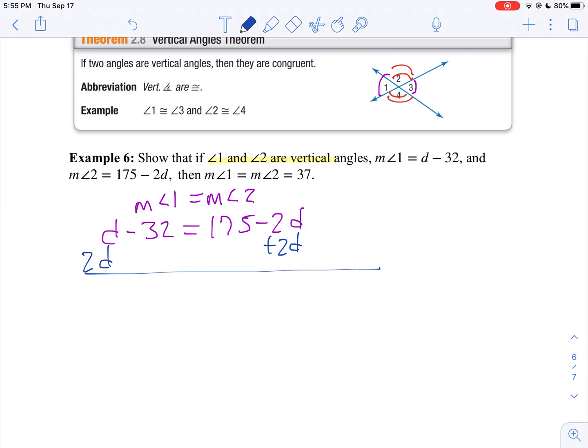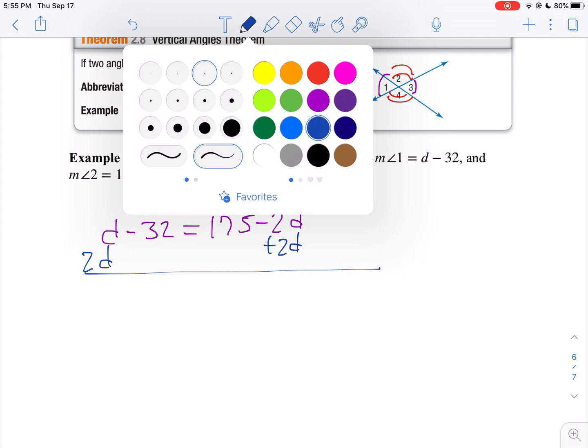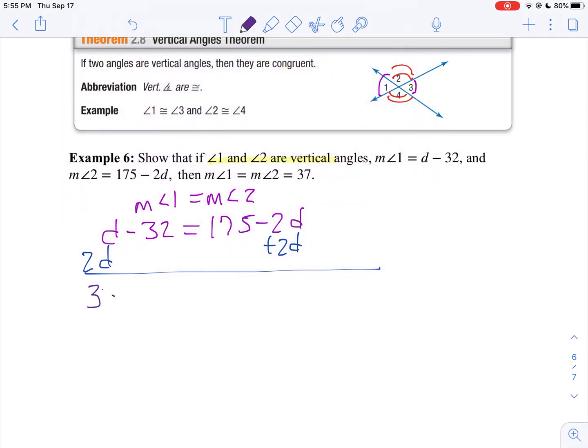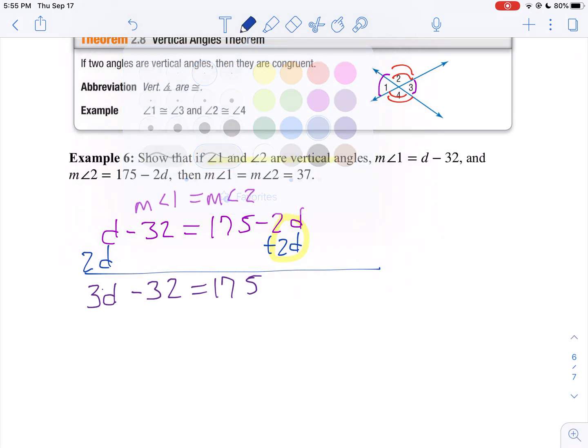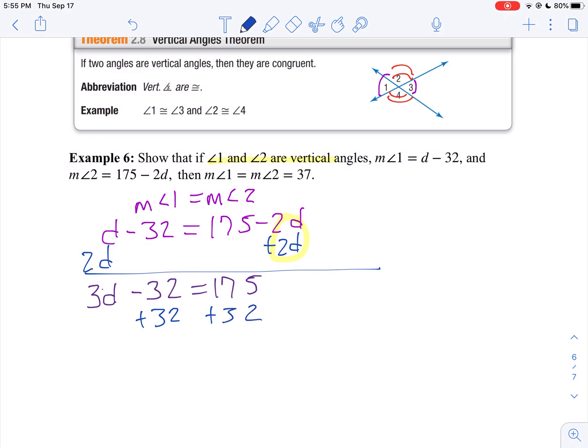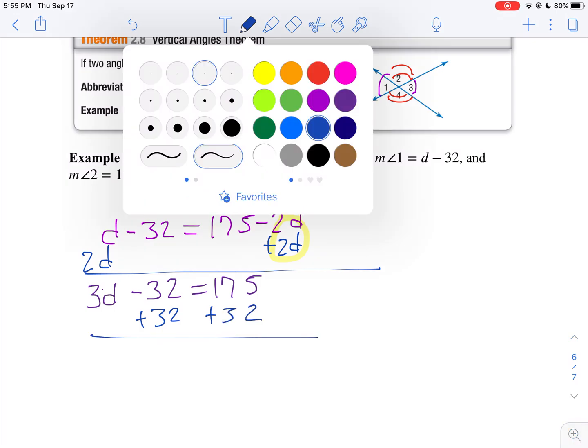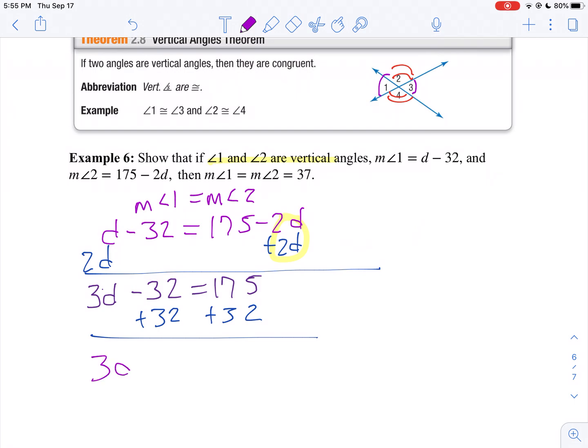So d plus 2d is 3d, minus 32 equals 175. Notice negative 2d plus 2d, they cancel. Well, we can add 32 to both sides at this point. So we're going to go plus 32 to both sides. So we get 3d. Notice the 32's cancel on the left. On the right, we're going to add those up.